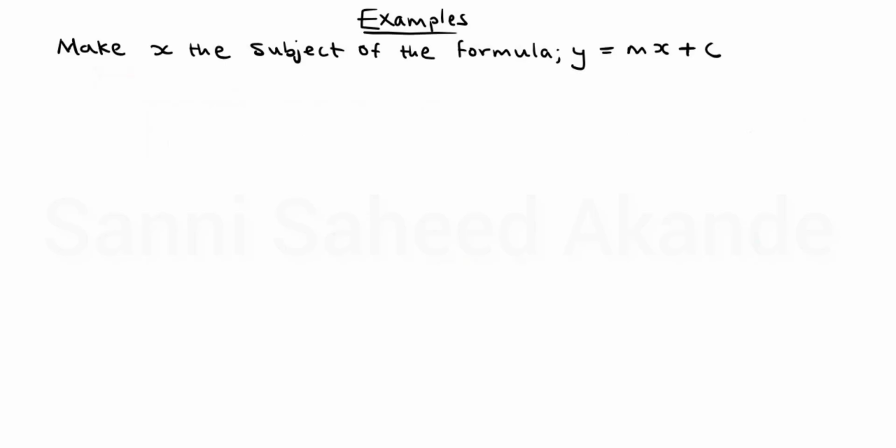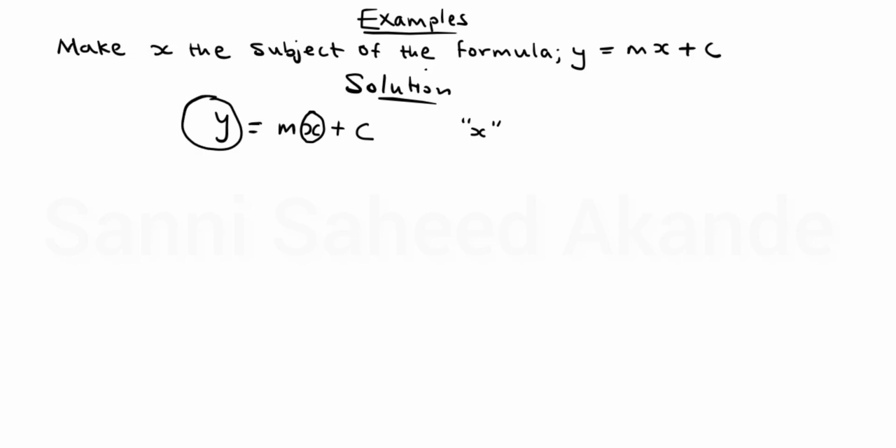This is the first example. The question says, make x the subject of the formula in this equation, y is equal to mx plus c. Solution. So we have y is equal to mx plus c. Now what we want to make the subject of formula in this equation is x. What does that mean? It means this x, we want it to be at the left hand side, in the position of this y. That is what change of subject is all about.